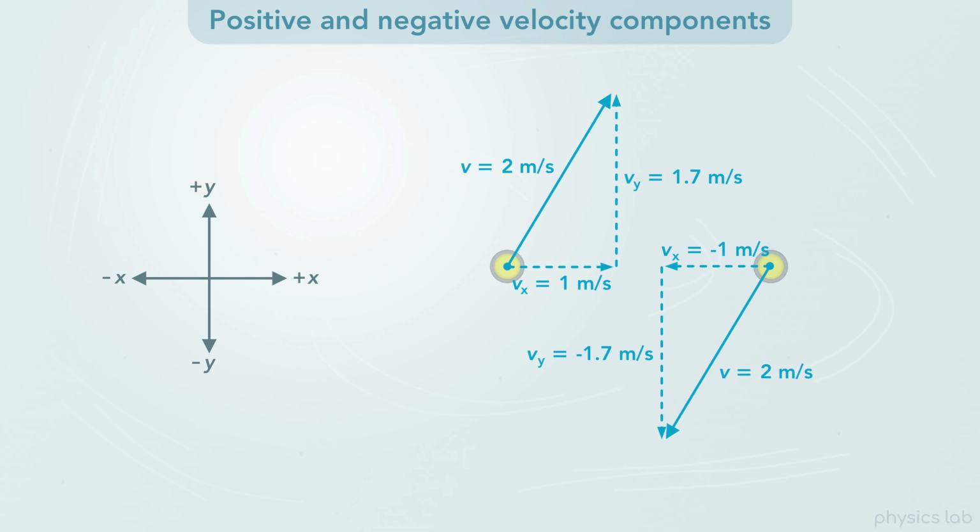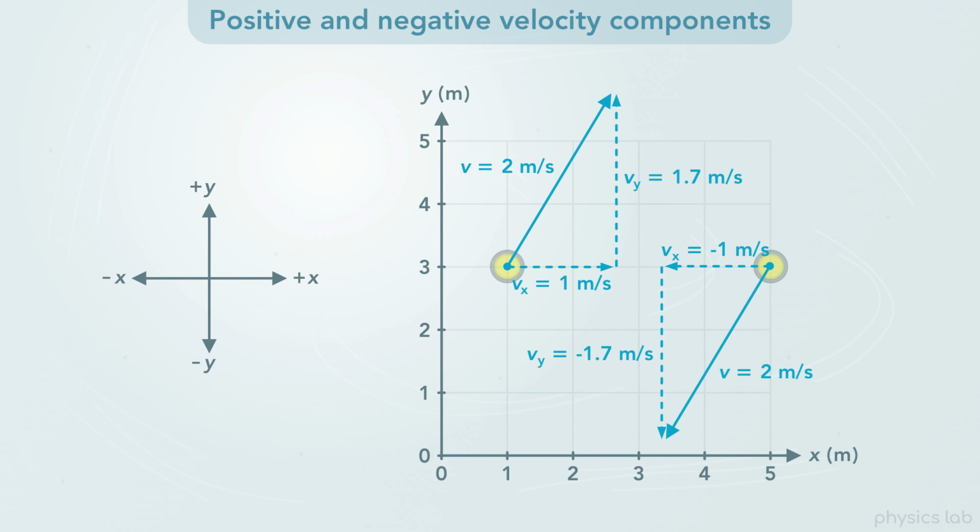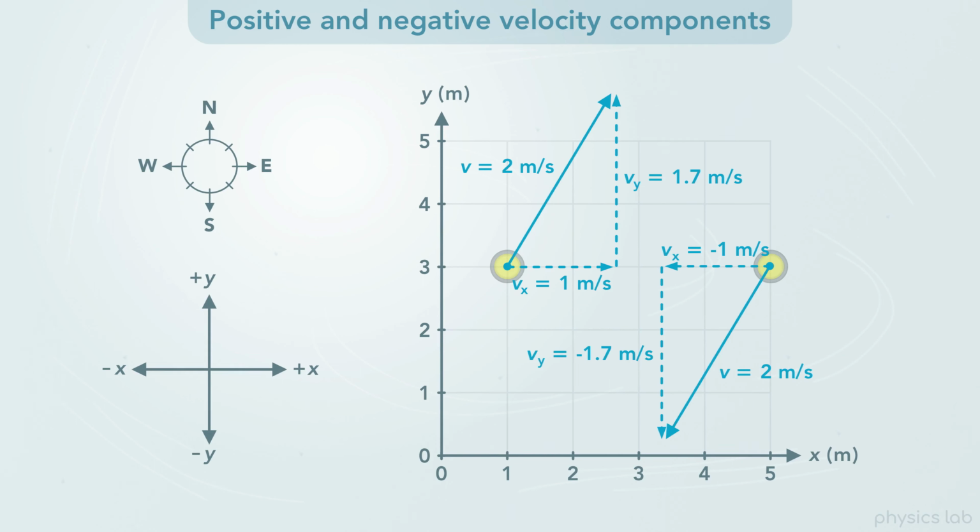And again, keep in mind that the components are positive or negative based on the direction that they're pointing, not on the position of the object. The positive and negative directions are always the same no matter where the object is. It's like using compass directions. If a component is pointing to the right, it's pointing in the east direction, which is positive. If the component is pointing to the left, it's pointing in the west direction, which is negative.